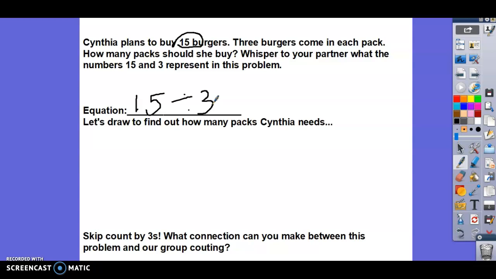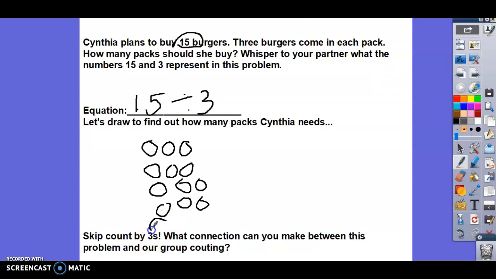Use your squares and make groups of 3, and let's see how many groups we have. Go. So I had 12, 13, 14, and 15. So how many packs did I end up needing, Haley? How many groups of 3? I had 5. Excellent job.